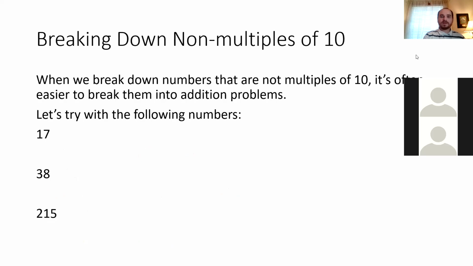So when we break down numbers that are not multiples of 10, because most of the time, let's be honest, you don't get nice little multiples of 10, it's often easier to break them down into addition problems. So let's start with 17. What's an easy way to write this as an addition problem? There are a lot of ways, but what's the easiest? Yeah, so 10 plus 7, a few of you had that. Right, 10 plus 7. What about 38?